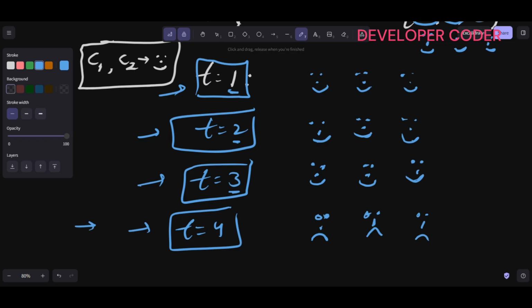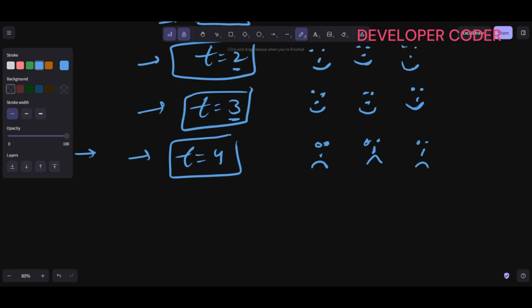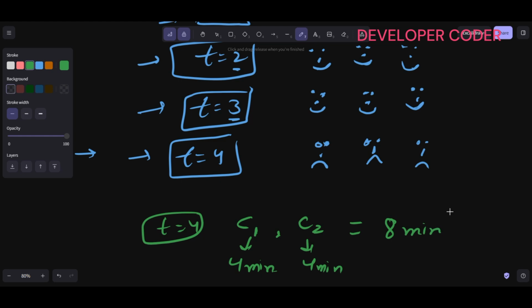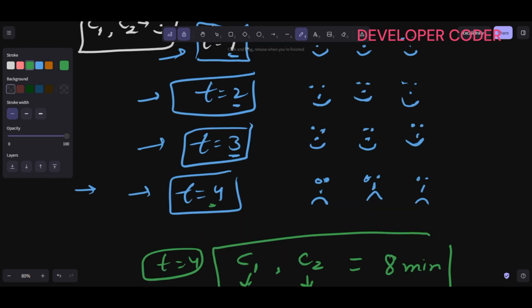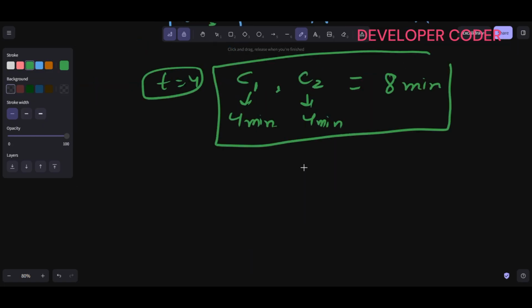With t equal to 4 the answer is possible. Why? Let's see. If you take two computers C1 and C2, and I am saying t is equal to 4, that simply means 4 minutes for this one and 4 minutes for this one. So in total how many minutes am I talking about here? 8 minutes. If for t equal to 4 the answer is possible, that simply means I am capable of charging computer C1 for 4 minutes and computer C2 for 4 minutes. I am capable of this.